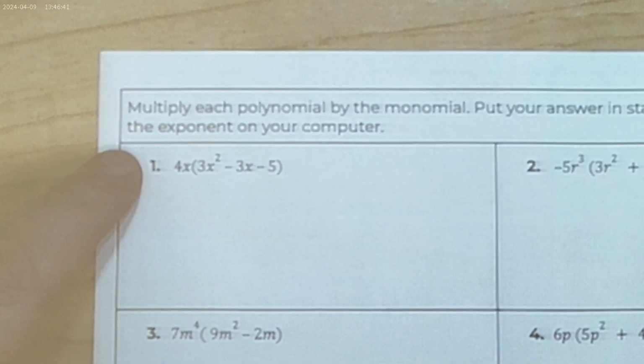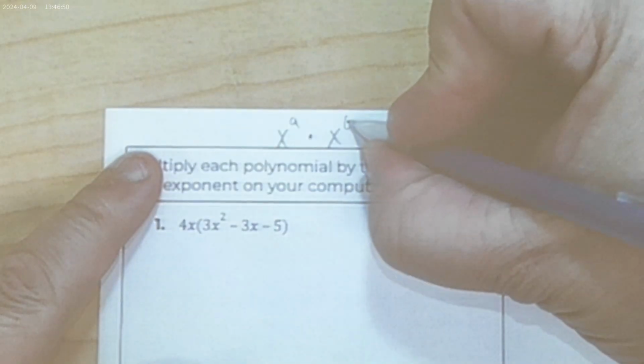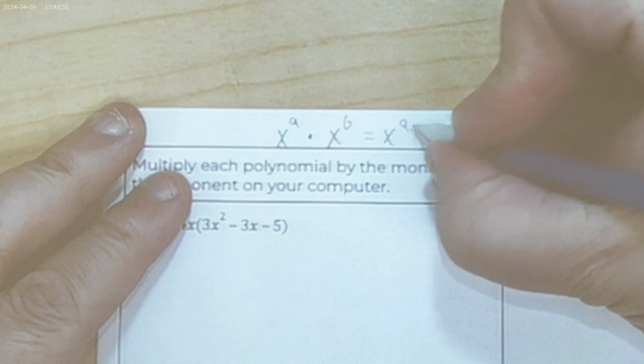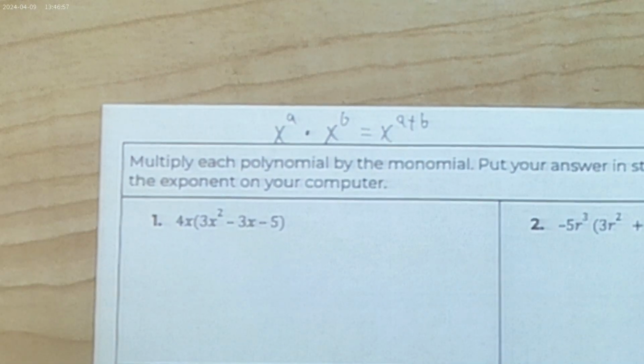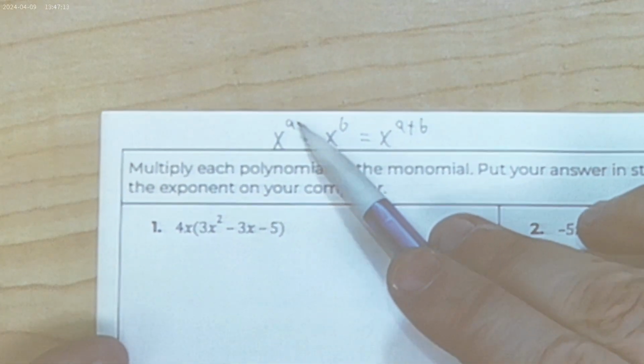But the product of power rule, if you remember, is if you have a base raised to a power multiplied by that same base raised to another power, then you're going to add the exponents together. Not the bases, oh my goodness, you're going to add the exponents together. So if you have x times x, you're basically just going to add the little exponents up top.